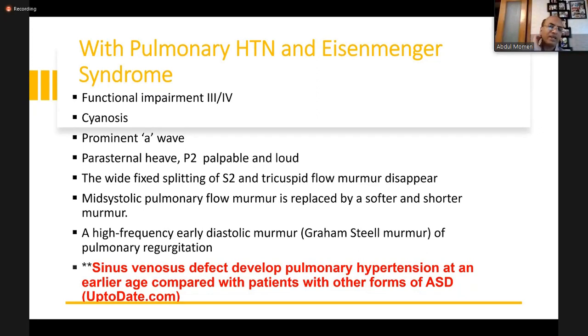Sinus venosus defect may develop pulmonary hypertension at an earlier age compared to the patient with other forms of ASD. So sinus venosus type of defect may develop pulmonary hypertension at an earlier age.